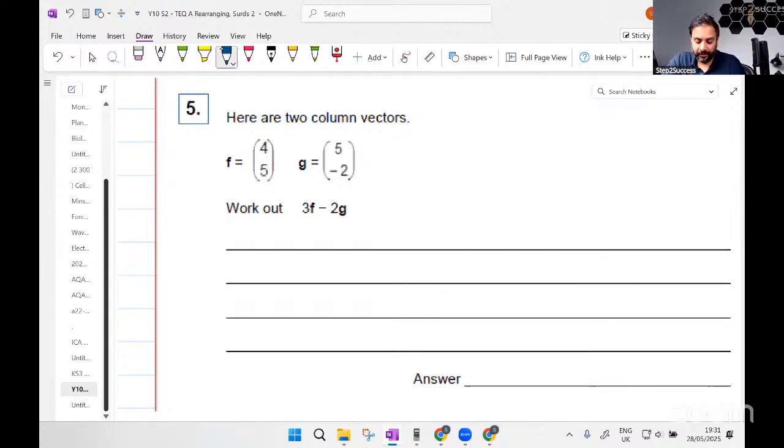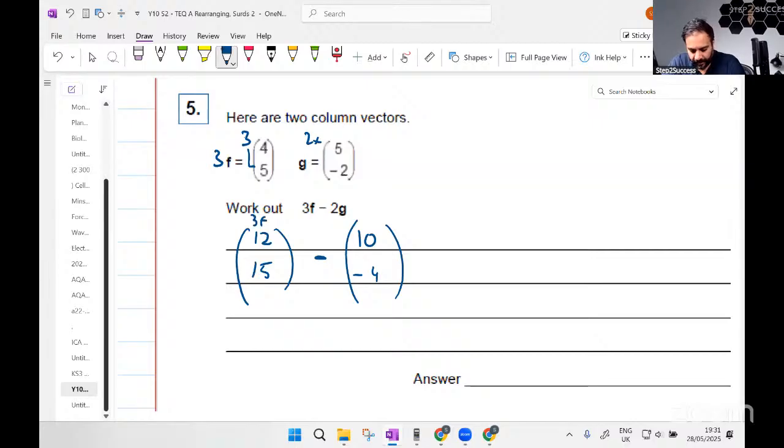even if you've never done it before. So if I tell you that this is F, which it is, then 3F just means three times everything there. So that's three times this 4, which is 12, and three times this 5, which is 15. Okay? If I tell you this is G, then 2G is 2 times all of that. So 2 times the 5 is 10, and 2 times the minus 2 is minus 4. That's 3F minus 2G.